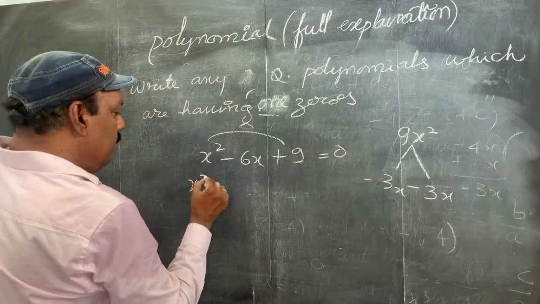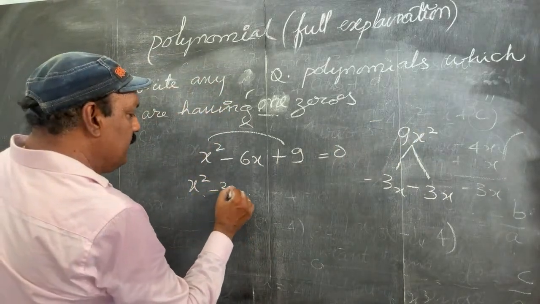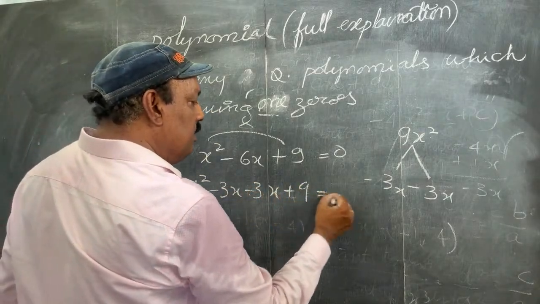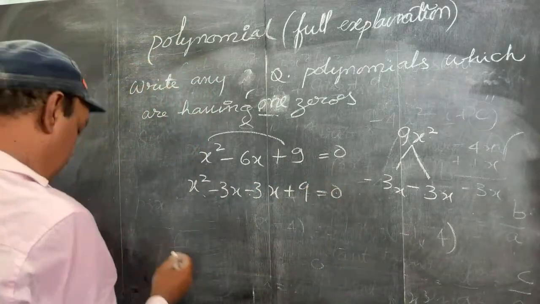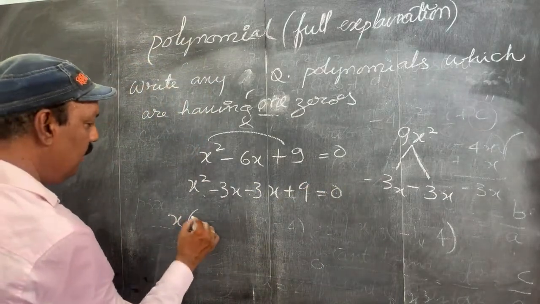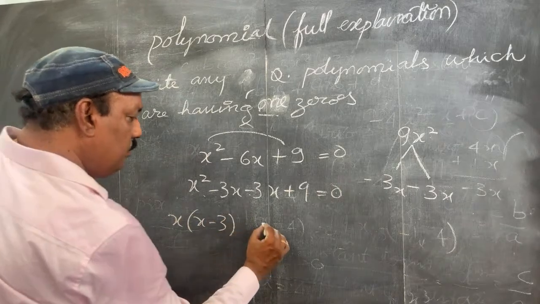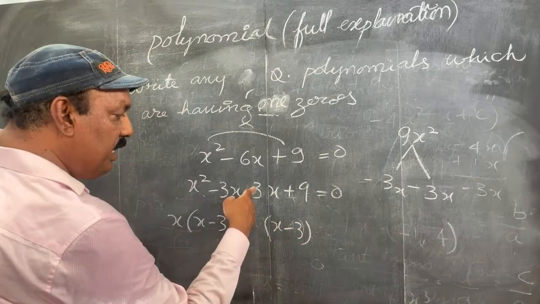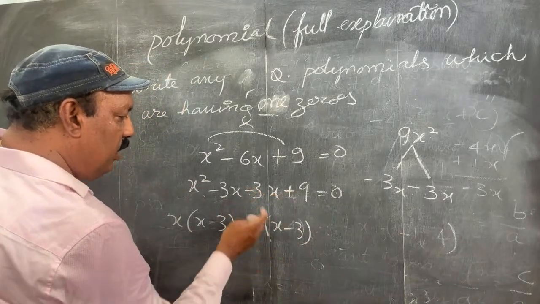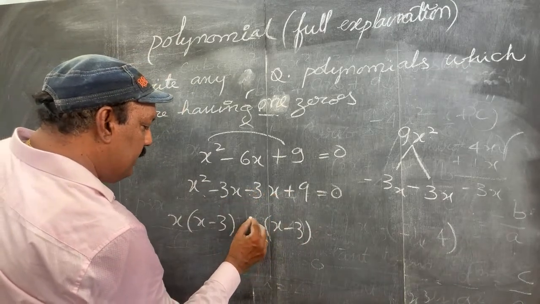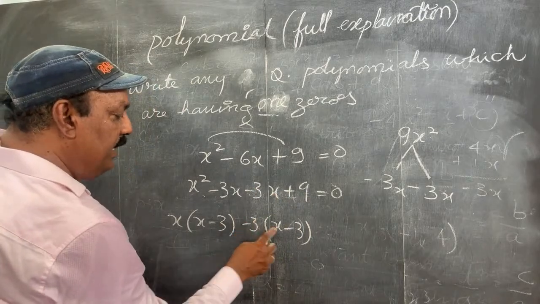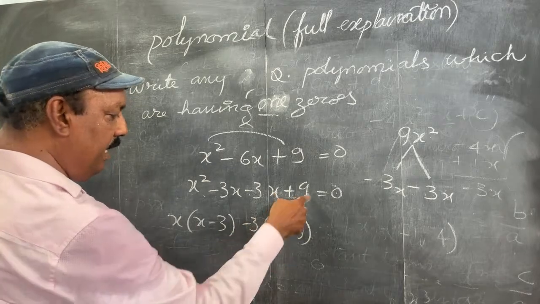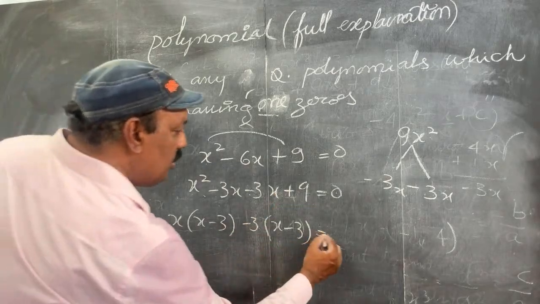Now x square minus 3x plus 9 is equal to 0. Now you take x as common here. x minus 3 we have to keep as is, and we should get 3x plus 9, no? So multiply here, minus 3 you take, minus 3 into 3, minus 3x, minus into minus plus, 3 into 3, 9. So it is equal to 0.